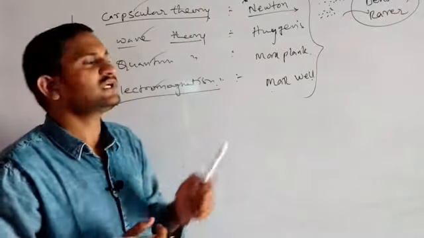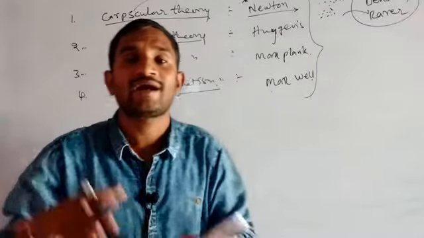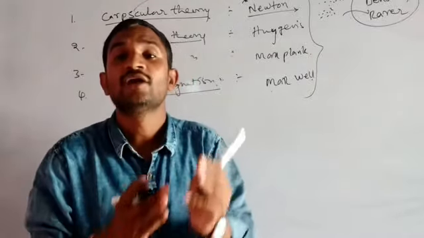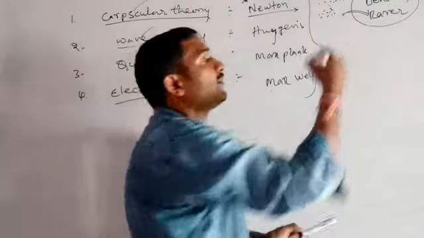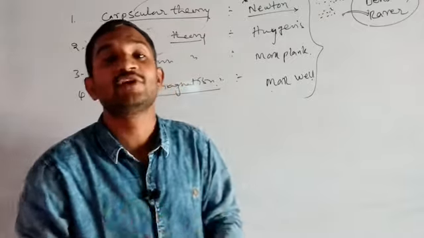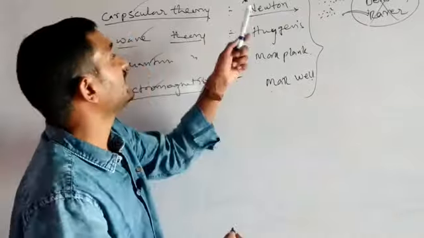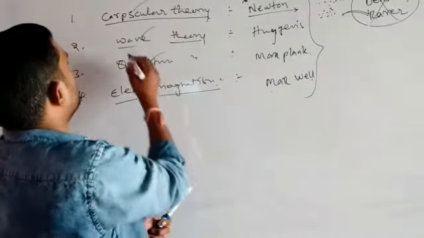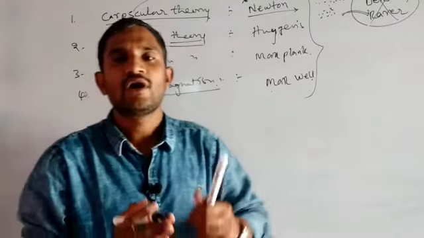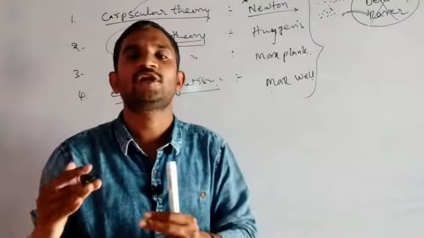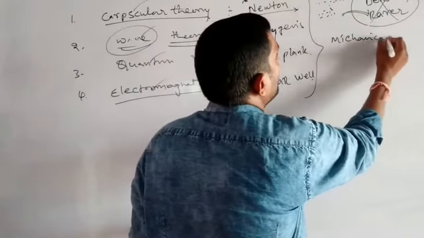Is there any defect in Newton's corpuscular theory? After some experiments by other scientists, they proved that the velocity of light is more in the rarer medium and less in the denser medium. This is a wrong statement by Newton. Next theory, the light wave theory, was proposed by Huygens. According to this theory, light moves in the form of mechanical waves.